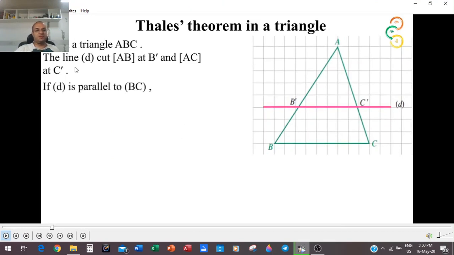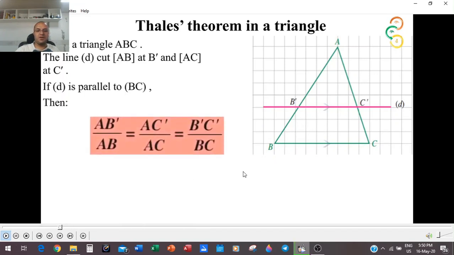So, given a triangle ABC, the line D cuts AB at B prime, and the line D cuts AC at C prime. If D is parallel to BC, as you can see here, the symbols, D is parallel to BC, then we can say AB prime over AB. Look here, we start from A. AB prime over AB, the small one over the big one, is equal to AC prime over AC, the small one over the big one, is equal to B prime C prime over BC, the small one over the big one.